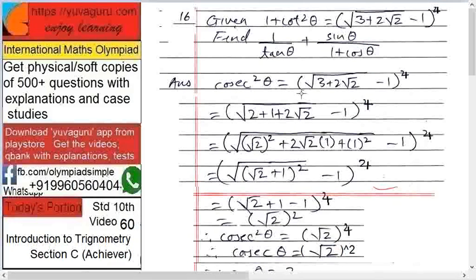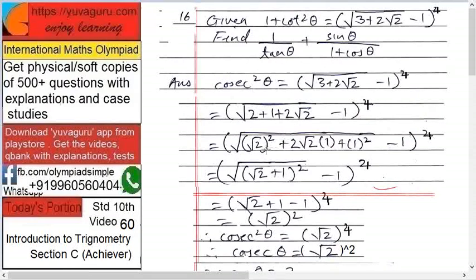So our problem becomes root of 3 plus 2 root 2, minus 1, the whole raised to 4, and cosec square on the left side. Keep it as it is now. We'll solve only the RHS now. See this, 3 convert to 2 plus 1. Then it becomes 2 plus 2 root 2 plus 1.